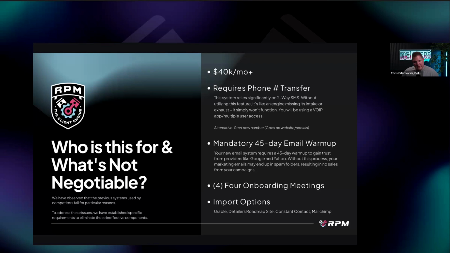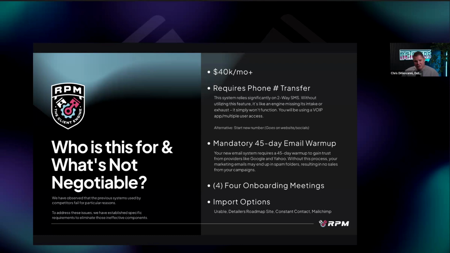Non-negotiable for us is you've got to do 4 onboarding meetings. Don't apply for RPM if you don't want to show up to a meeting. If you're the person on this call who always says, I'm too busy, I don't have enough time, RPM's not for you. Not today, not at this stage, unless there's some sort of automatic onboarding system we come up with. But we are going to train you, we are going to bolt this into you.